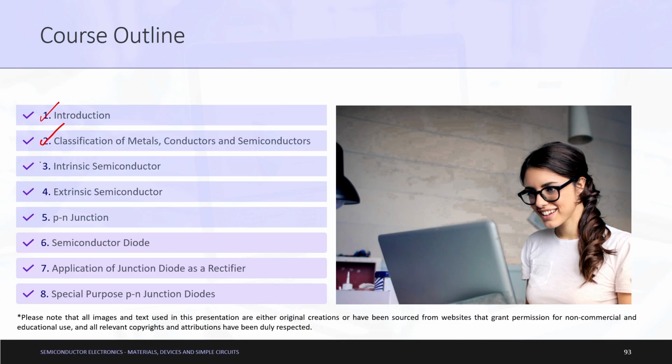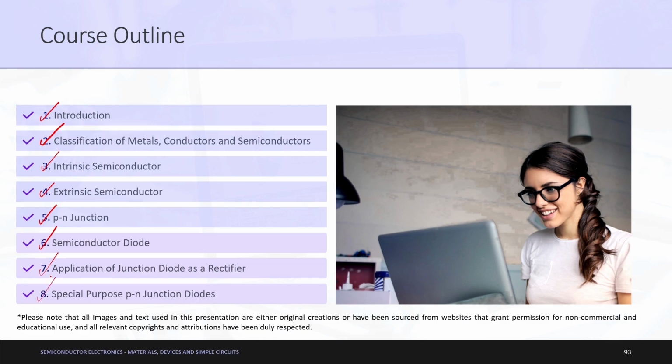Next, we also understood the band theory of solids. Then two different types of semiconductors were understood, intrinsic and extrinsic: p type and n type. When p type and n type were understood, we understood what is a p n junction. A p type semiconductor and an n type semiconductor, when joined together, lead to the formation of a p n junction. Then we understood semiconductor diodes. Then the application of junction diode as a rectifier, half wave rectifier and full wave rectifier, was understood.